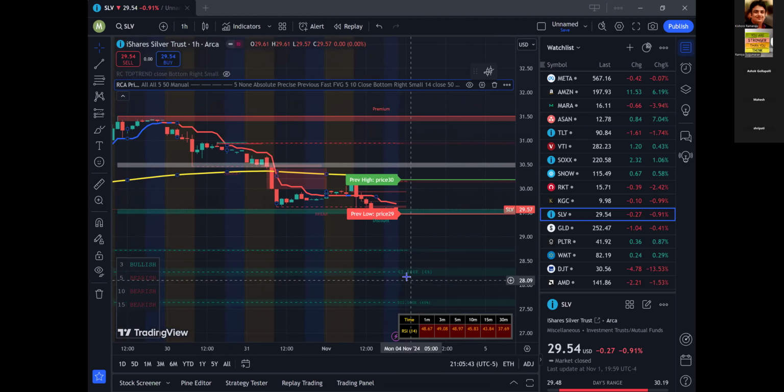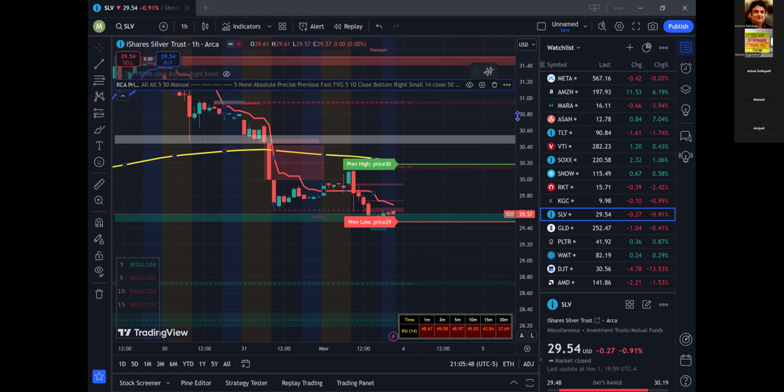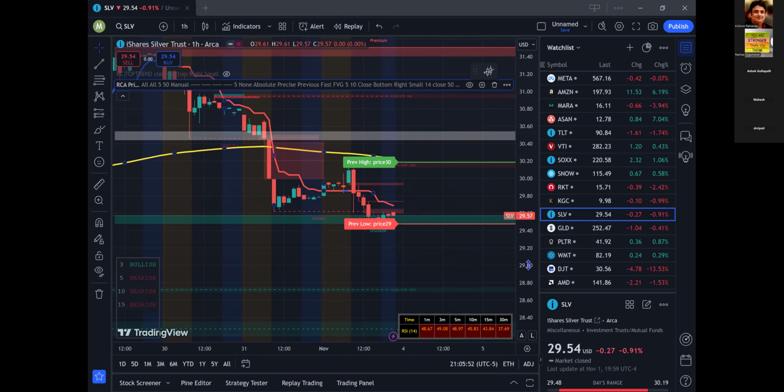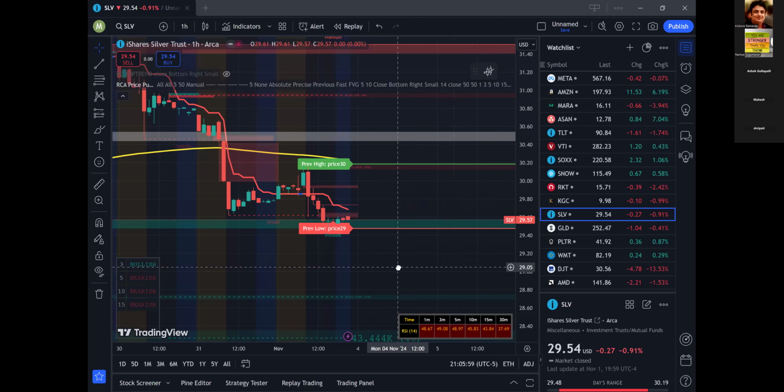So now you see that red box, right? That is like a mini resistance. That is called a fair value gap. Whenever price tries to go above that, it will act as a resistance and push the price down. Those boxes you will only see when you use normal candles. When you use Heikin-Ashi, it won't show you.